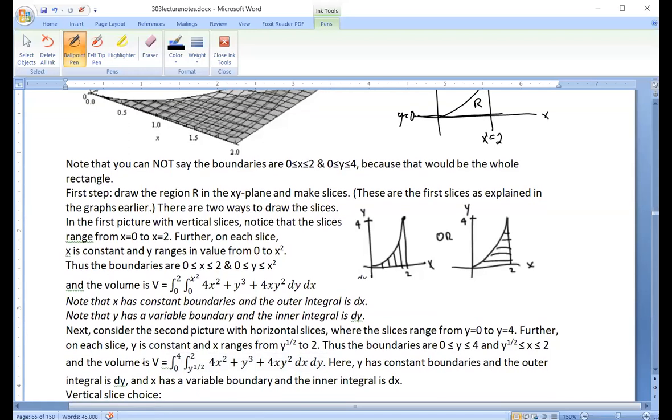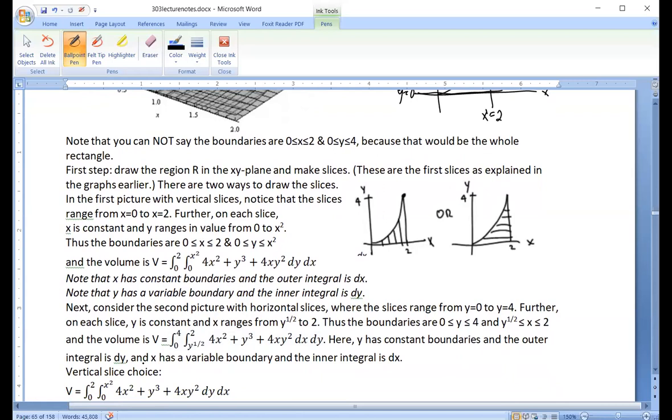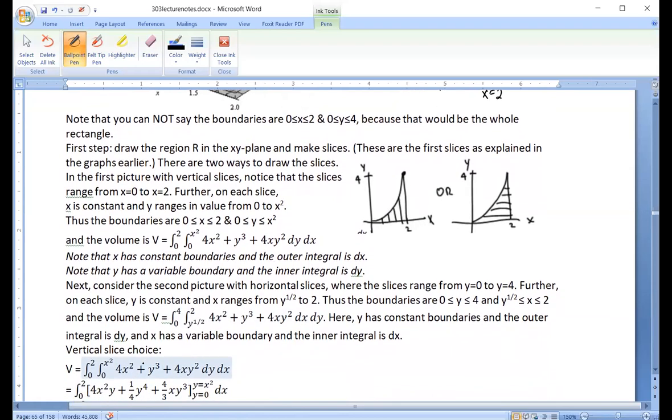Okay. So once it's set up, how do we then do the calculation? Well, we do the calculation about as you would expect. So let's take a look. Let's look at the first one, the integral that comes from the vertical slice choice. So the volume is this, and now let's do the integral. Let's calculate the inner integral dy. So integrating dy, you get 4x squared y plus 1/4 y to the 4th plus 4/3 x y cubed. And now we need to evaluate y on the boundaries, y equals 0 to y equals x squared.